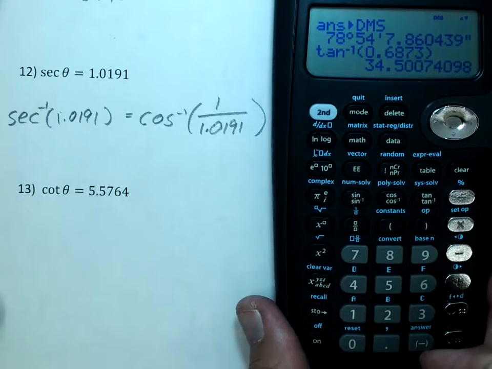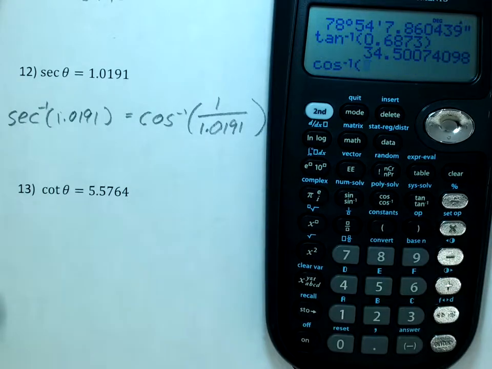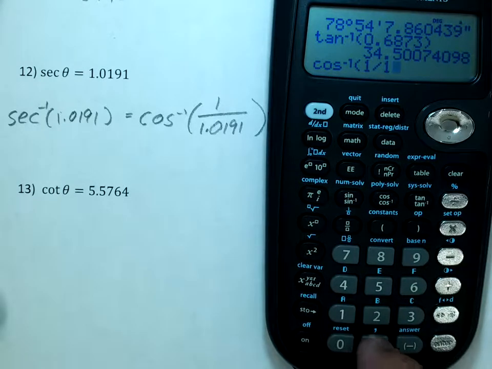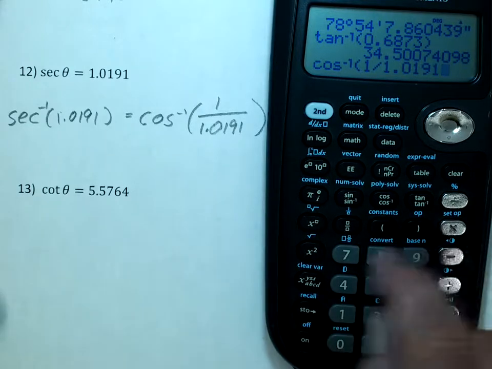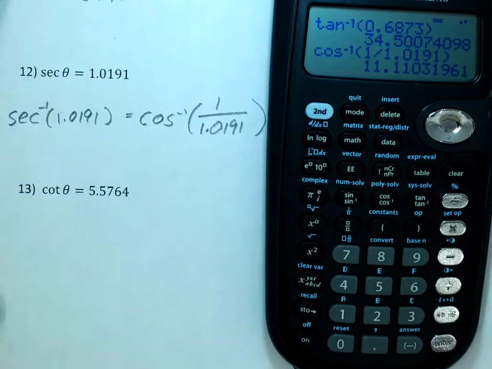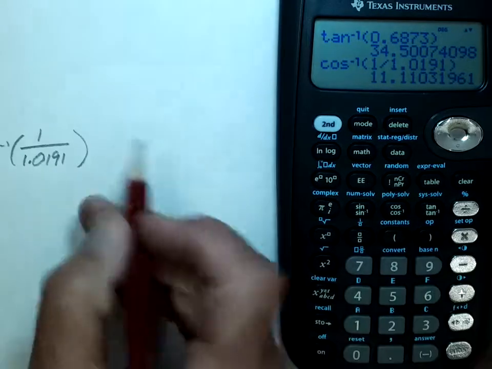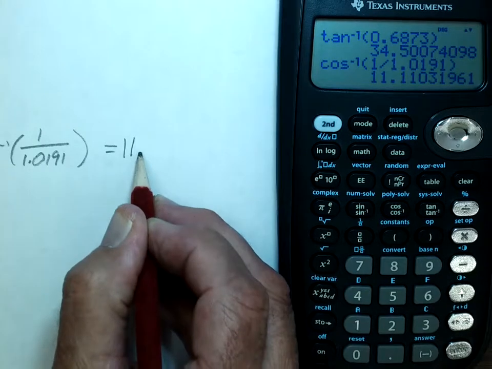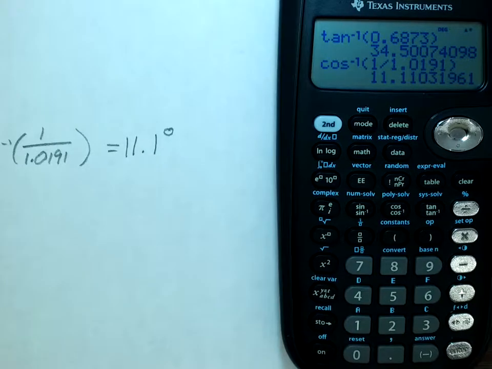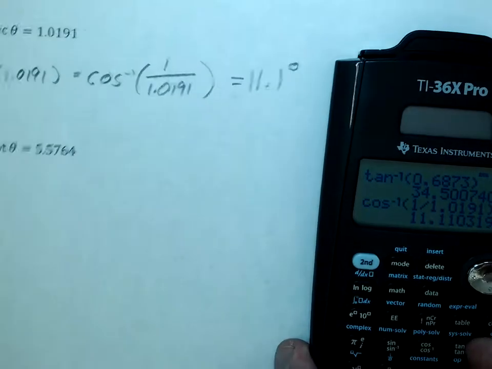And now we can do that on our calculator. So inverse cosine, hit cosine twice. 1 divided by 1.0191. And you get something like 11.1. I'm just going to call it 11.1 degrees. Again, you're putting these in degrees. Important to know what your units are. The inverse functions, you're putting a number in and you're getting an angle back.